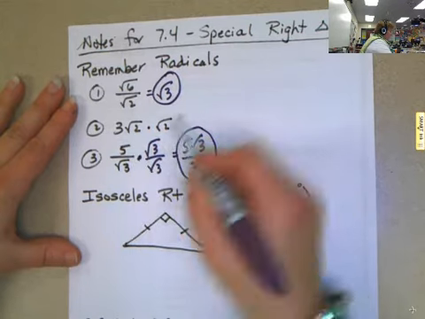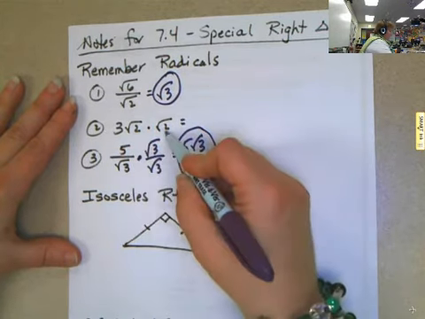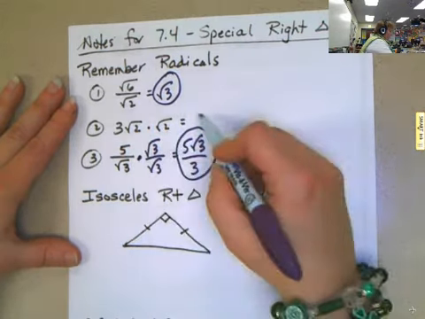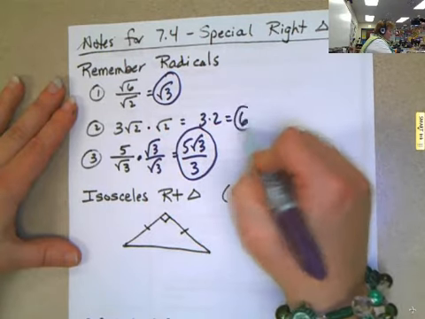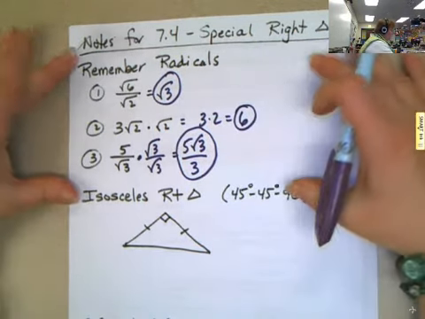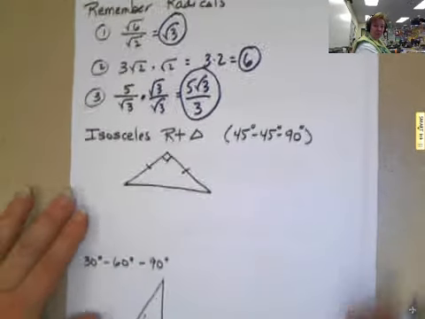For this last one, radical 2 times radical 2 is 2. So we have 3 times 2 is 6. So again, algebra review for what we need for geometry.